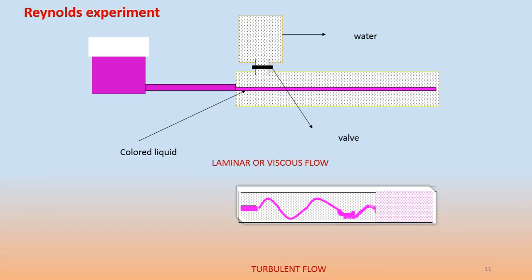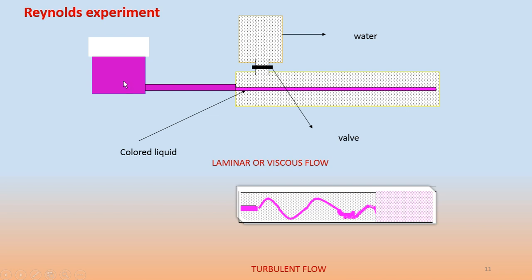Now let us start with the Reynolds experiment. In this Reynolds experiment, this term will be helpful, that is the viscous liquid as well as the non-viscous liquid. Now in this Reynolds experiment, consider here a glass tube which is connected to the reservoir. Okay, and the rate of flow of water is to be adjusted with the help of a valve.